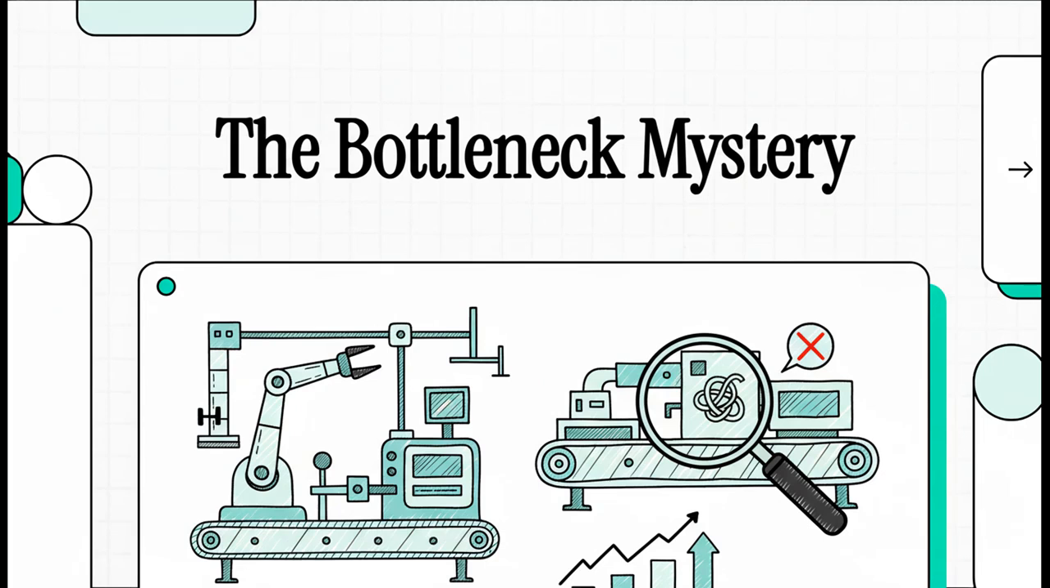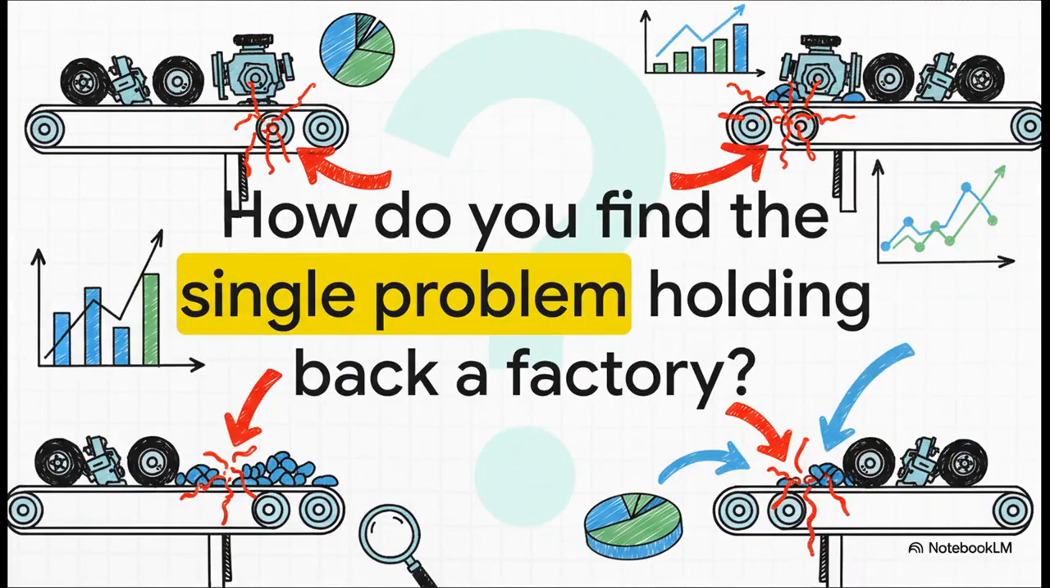All right, today we're putting on our detective hats and heading onto a factory floor. We're here to solve a classic mystery, finding that one single weak link that's slowing the whole operation down. So how do you actually do it?